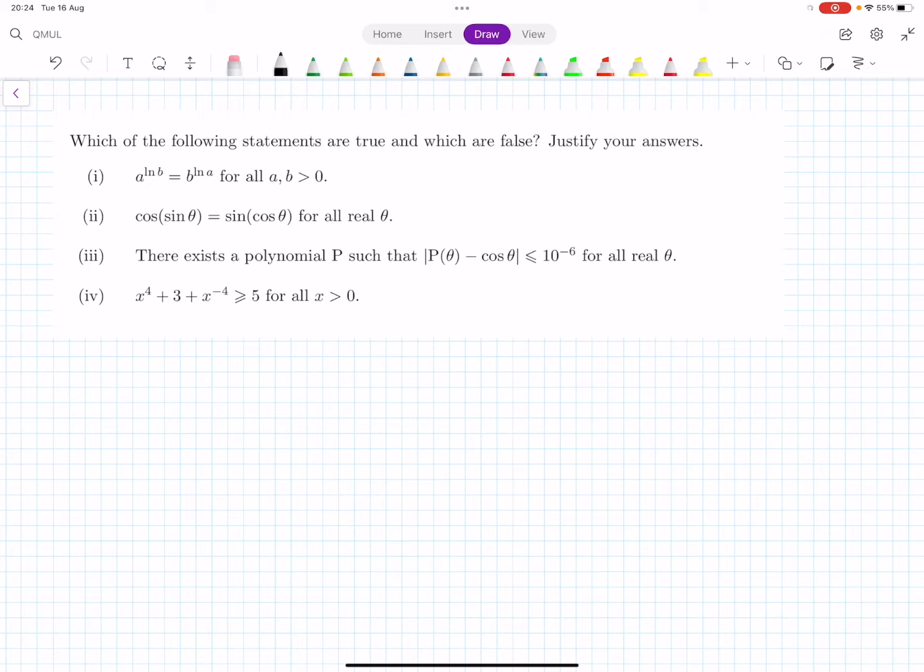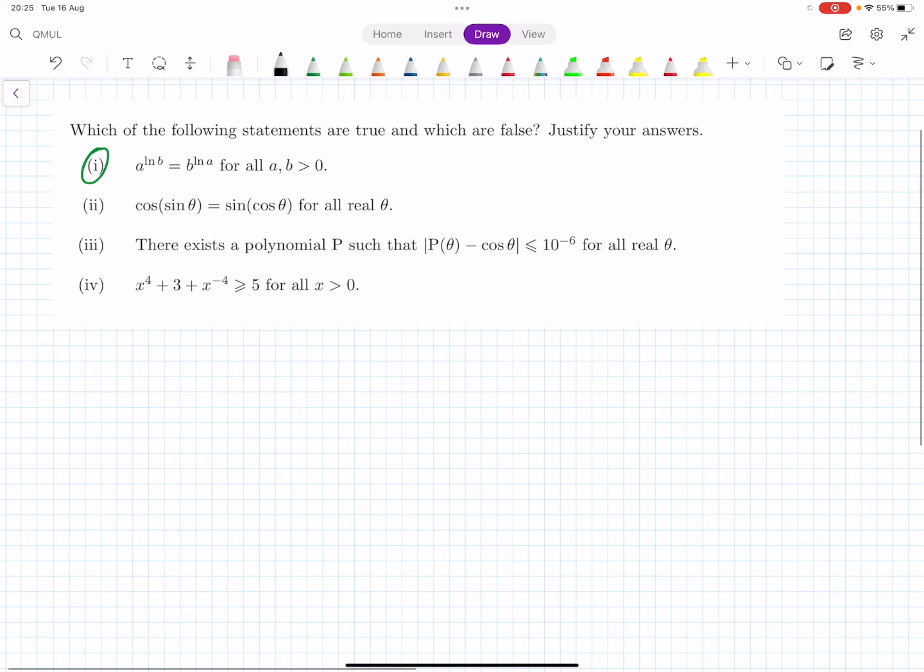Today we're going to do a question from a Cambridge entrance paper. I think it was STEP 1 or STEP 2, I can't remember. The question says: which of the following statements are true or false, and we have to justify, we have to prove why it is true or find a counterexample, right? If you'd like, pause the video here and try part I, then we will go over it together.